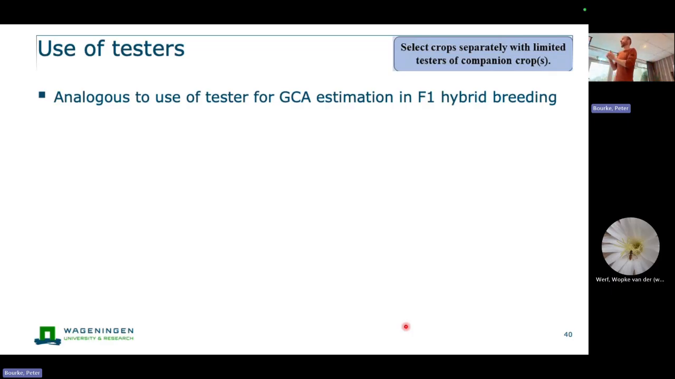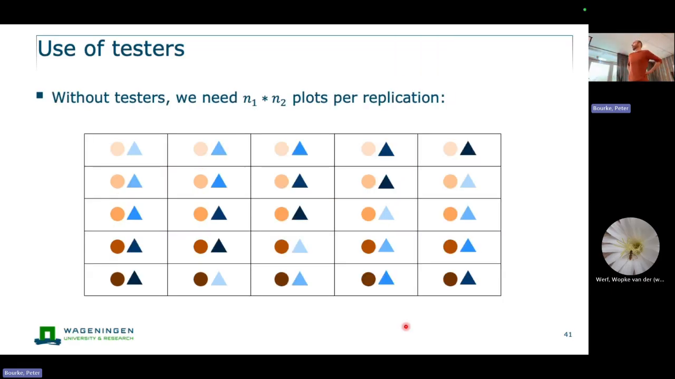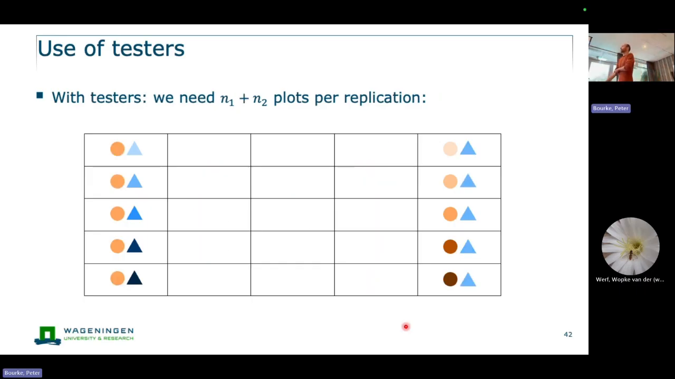And in the same way, if a large amount of the variation can be captured by a general mixing effect, then testers are an efficient way of breeding in this system. Imagine that we've got our two crop species, and we have potential candidate genotypes that we would like to combine. We want to see what the best combination is. We could test all possible combinations, and without testers we need, per replication, n1 times n2 plots. We could reduce that number by using testers, by having a single genotype of the other species. So instead of the product, we just need the sum of those numbers per replicate.